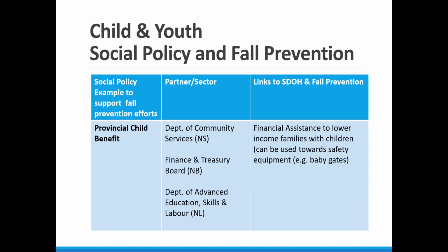And the links to social determinants of health and fall prevention could be financial assistance to lower income families with children. This could be used towards safety equipment such as baby gates.